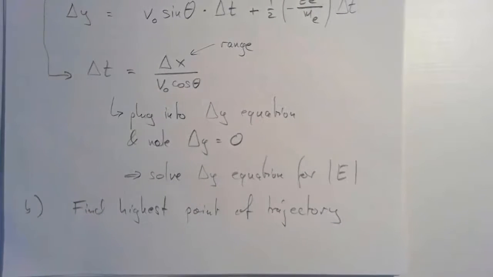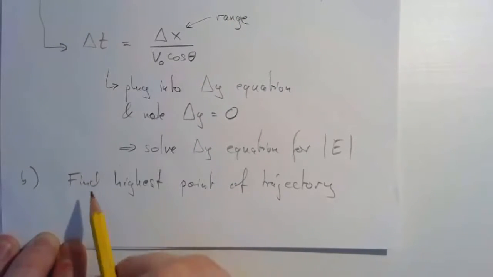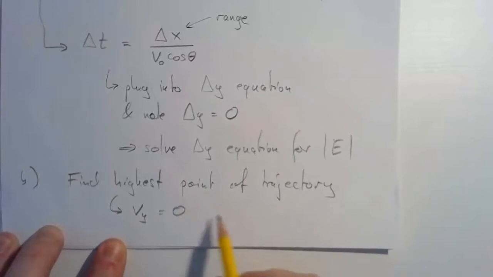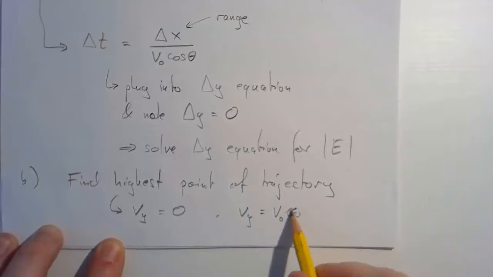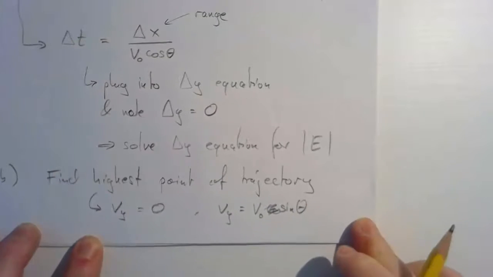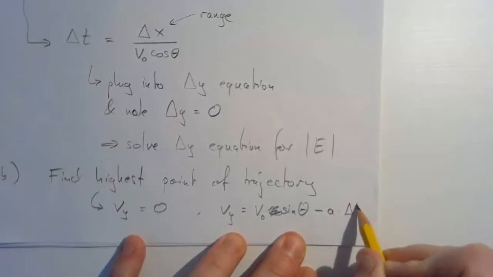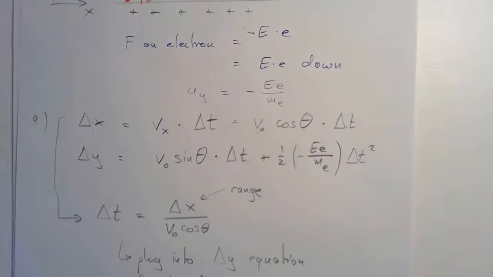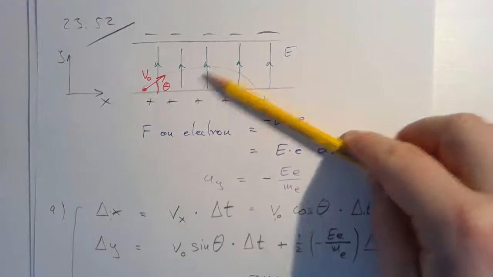So, how do we do that? Again, you should know this from days gone by, but just in case you forgot, at the highest point the velocity in the y direction is 0, and we know that the velocity in the y direction is your starting vertical velocity, v naught sine theta, minus the acceleration times the time. And you can use that together with the other kinematics that you've worked out to figure out the highest point of your trajectory.